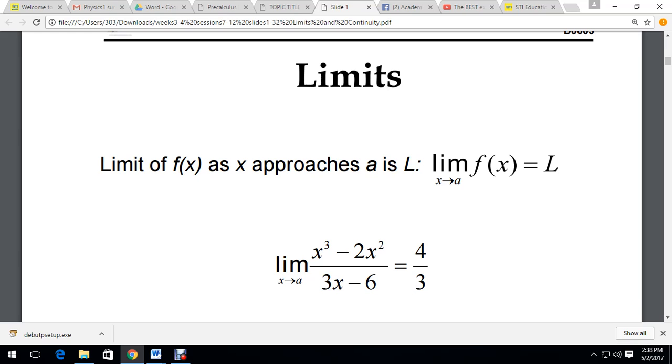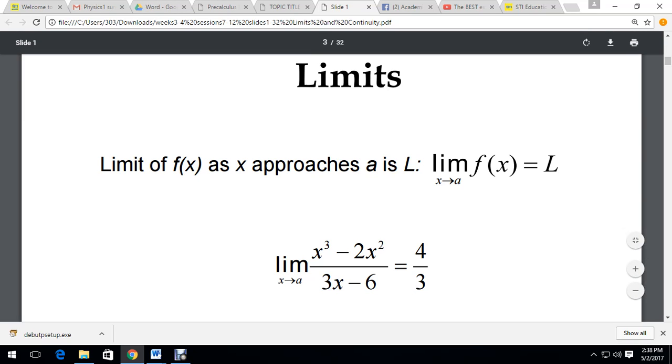If you try to substitute the given function in this expression, our f of x in the given example is x cubed minus 2x squared over 3x minus 6. Then the form of this expression becomes the limit of x cubed minus 2x squared over 3x minus 6 as x approaches 2, where a is equal to 2, is equal to 1 and 1/3, or 4/3.